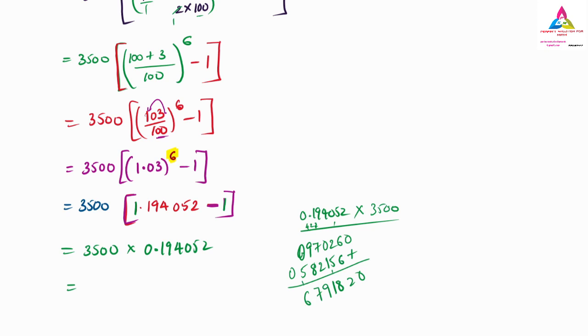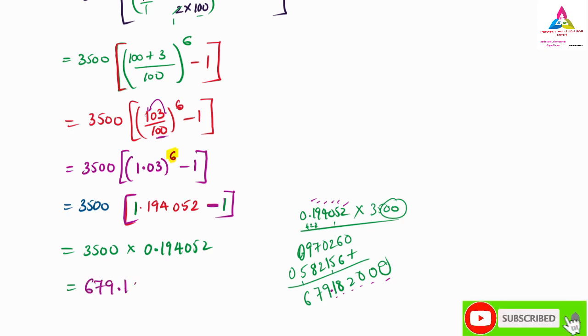79182. So why I am saying that, again 2 zeros we have, so let us put these 2 zeros here. I have done, and let us take the point where I have to put, 1 2 3 4 5 6 digits, 1 2 3 4 5 6 digits. So it is 679.182 is the compound interest. So this is our answer.